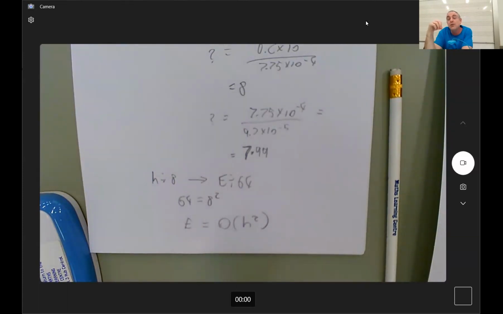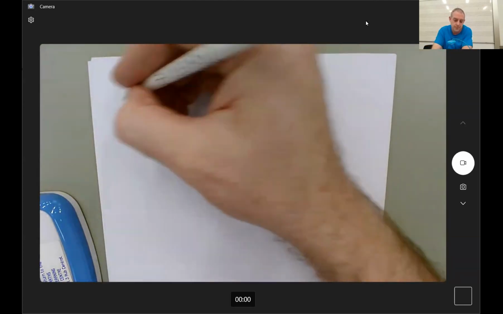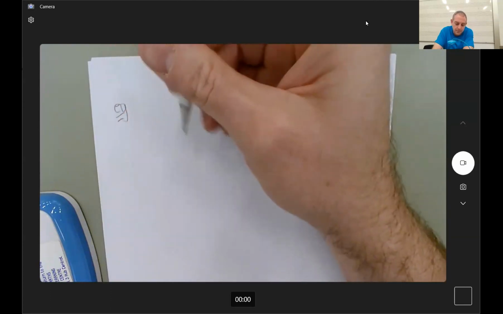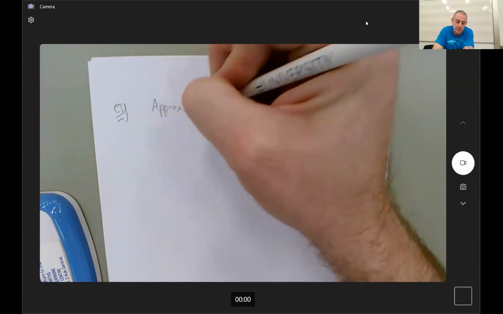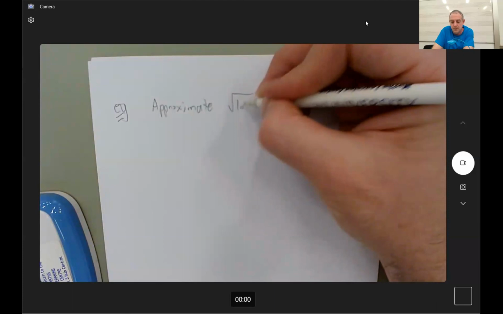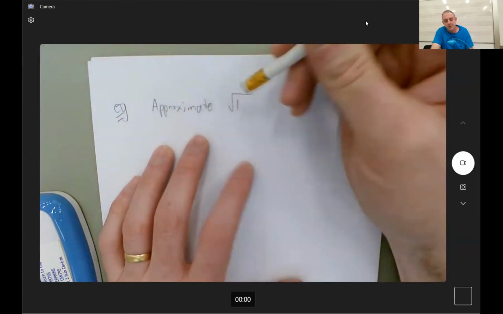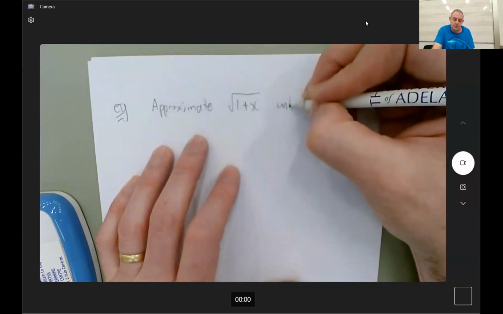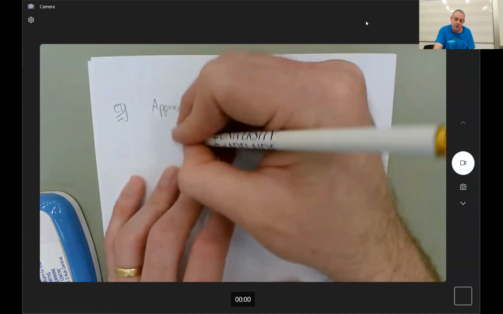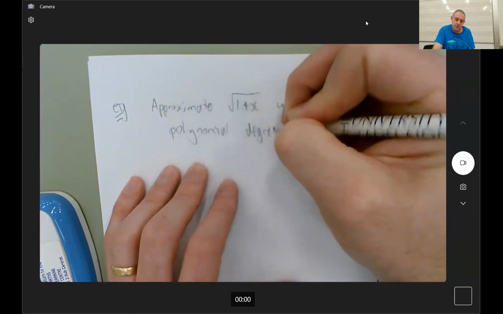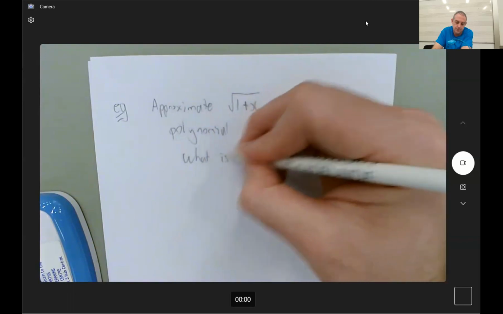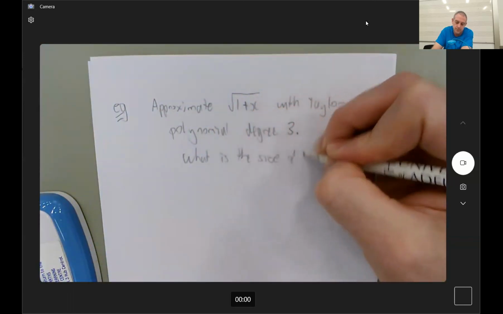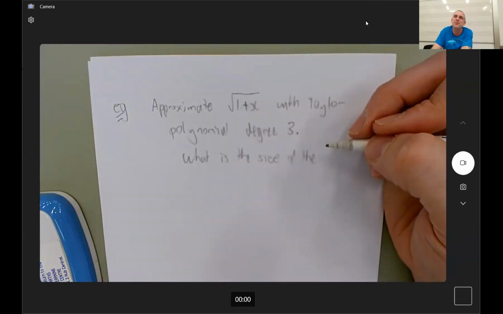If you want to know if something's big O of something from an algebra point of view, this is more of a Maths 1B thing, but, you know, approximate root 1 point something. No, just bear with me. Taylor polynomial, degree 3. Do they call it size? Do they call it the order? They just say, what's the big O order?